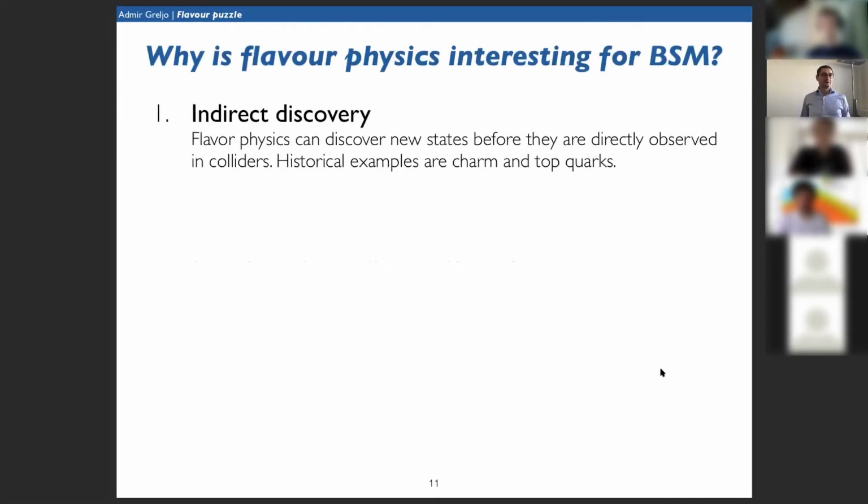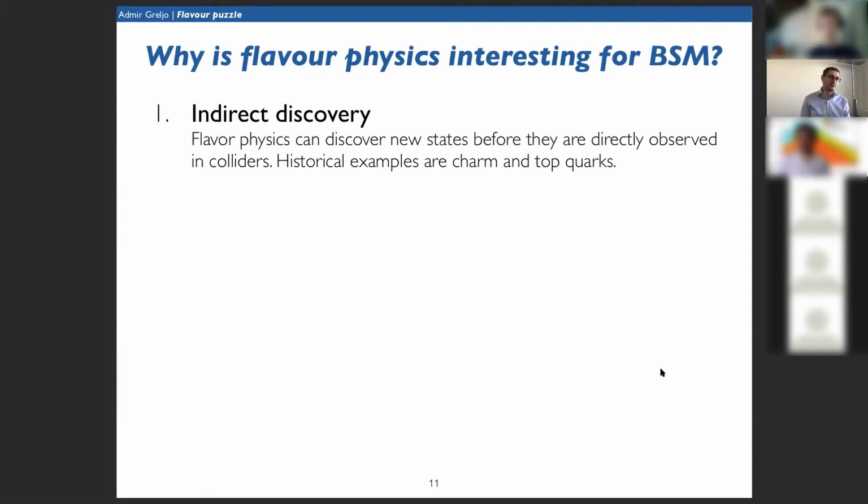So why is flavor physics interesting for beyond the standard model? I will give four arguments, which I think are quite compelling. The first one has to do with indirect discovery. Flavor physics has a potential to discover new states, the existence of very heavy particles, before they are directly observed in colliders. A historic example are charm and top quarks. Both charm and top quarks, the indication of their existence came before their discovery in flavor physics, by measuring some flavor transitions precisely at low energies.